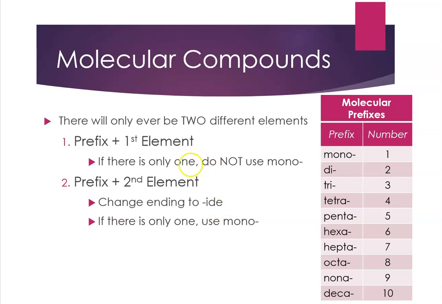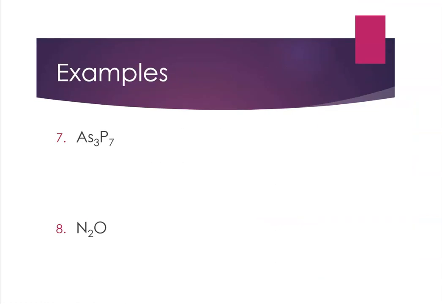The only exception here, the only thing that's different is if the first element is only 1, then we don't put a mono here. So if you have 1 of the first element, you don't put a mono. If you have 1 of the second element, then you do put a mono. So your compound will never start with mono, but it can have a mono in it. The nice thing about molecular compounds is that there's only ever 2 elements, which means we don't have to deal with polyatomics. If you have a compound with a polyatomic ion in it, it's automatically ionic.